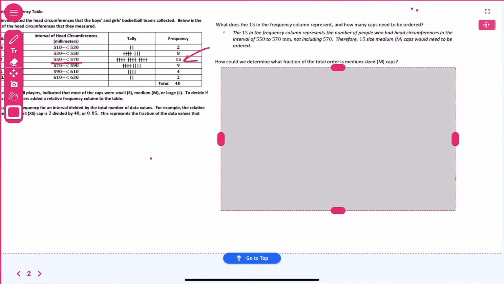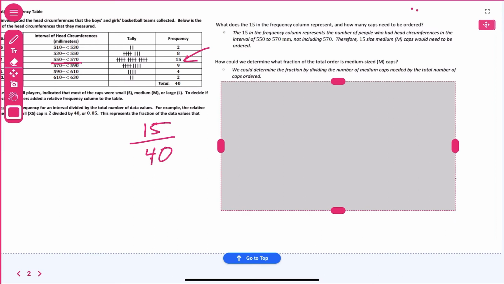So, how could we determine what fraction of the total number of caps are medium-sized? Well, what's the fraction? We would have 15 over 40. We can determine this by dividing the number of caps by the total number of caps ordered.